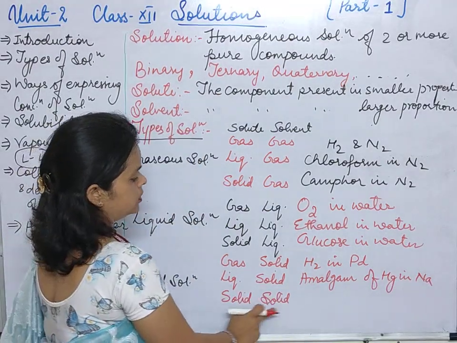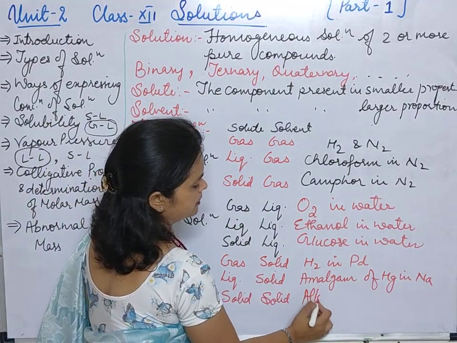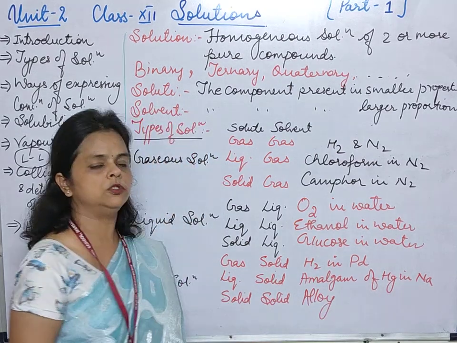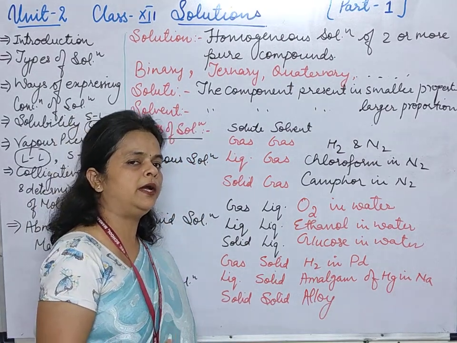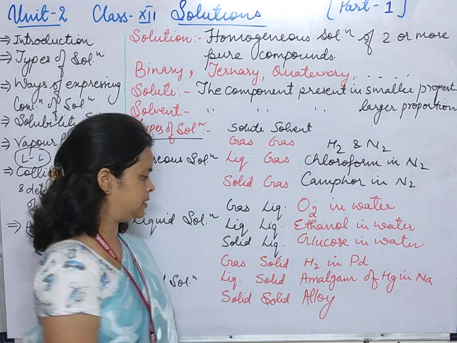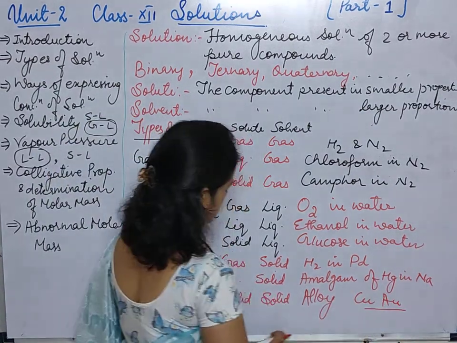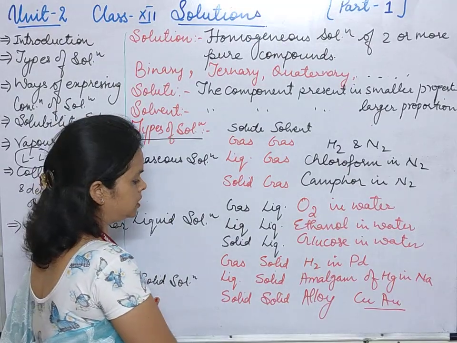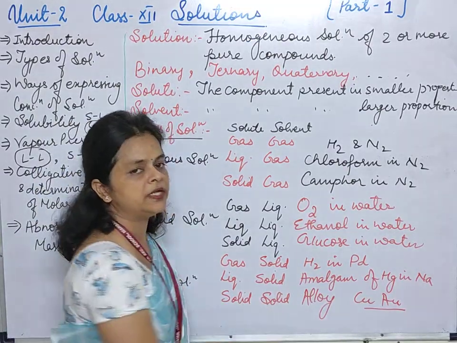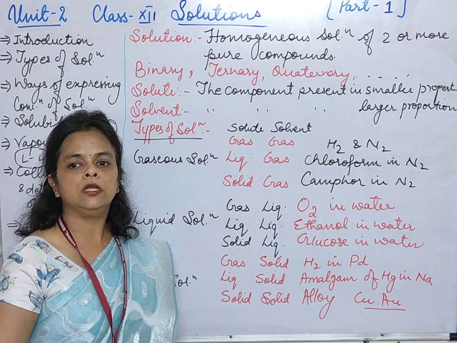If we are talking about solid in solid, you can take any example of alloys. Alloys are homogeneous mixtures of two or more metals, or metals and non-metals. So here if you mix copper in gold, then it will constitute a solid solution in which both the components are present in the solid form.